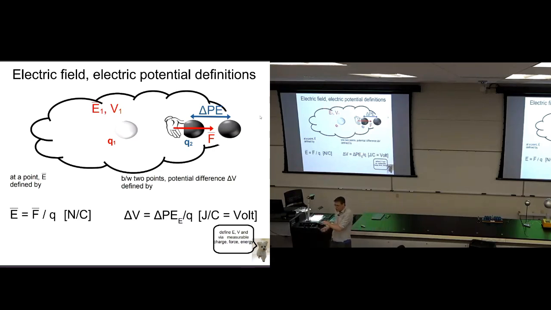The electrical potential is defined as the energy divided by the charge, so it has units of joules per coulomb. We call those units volts. Kind of like the electrical field, which was the force divided by the charge, so it had units of newtons per coulomb. Electrical potential is joules per coulomb, but we give it a special name because it's so important. We don't want to keep saying joules per coulomb, we say volts.